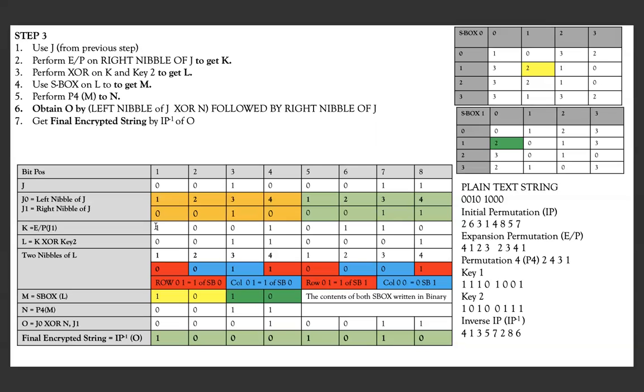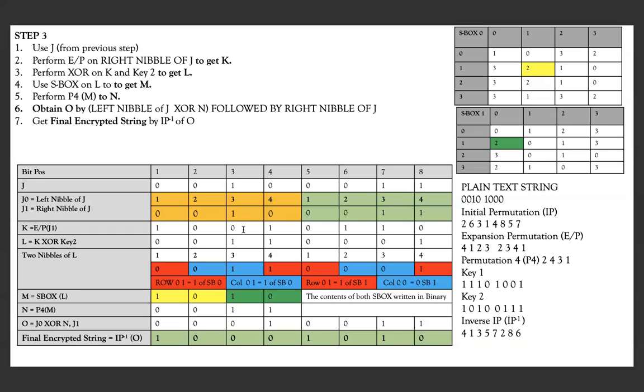K and key 2. This is K right here. So the first bit of K we got 1 and key 2 we got 1, so the result is 0. Secondly, we got 0 for K and key 2 we got again 0. Result is 0. Are you following this?